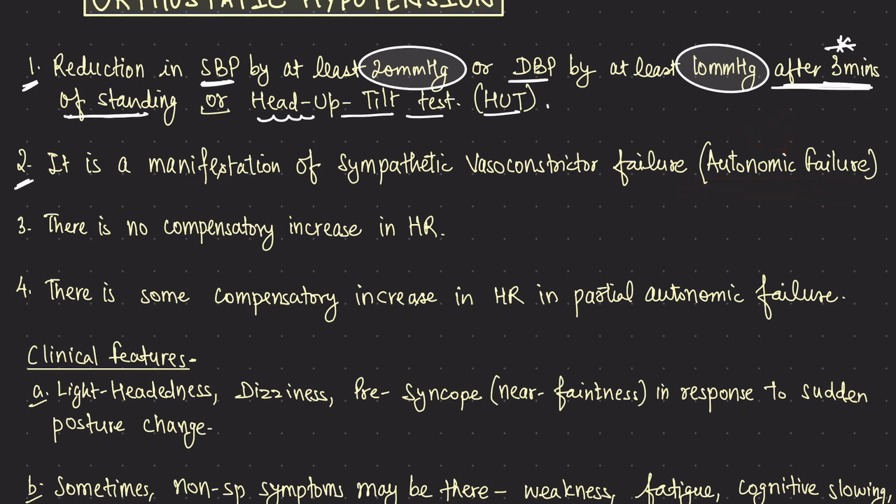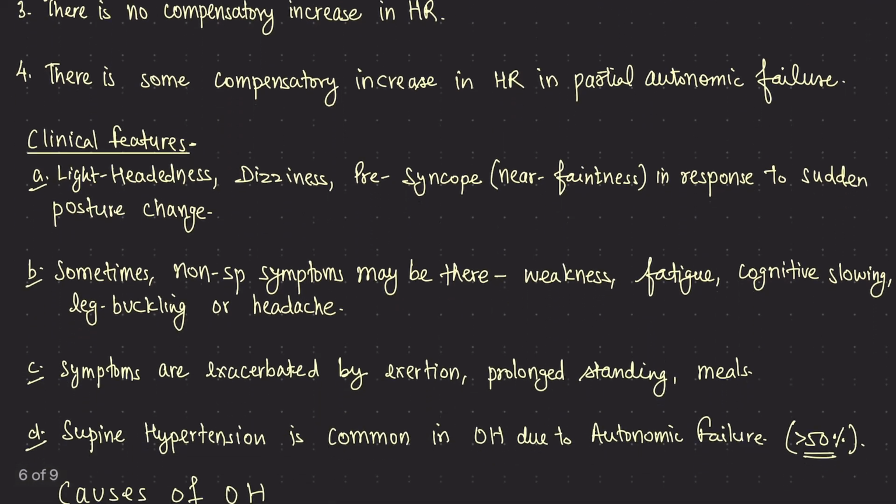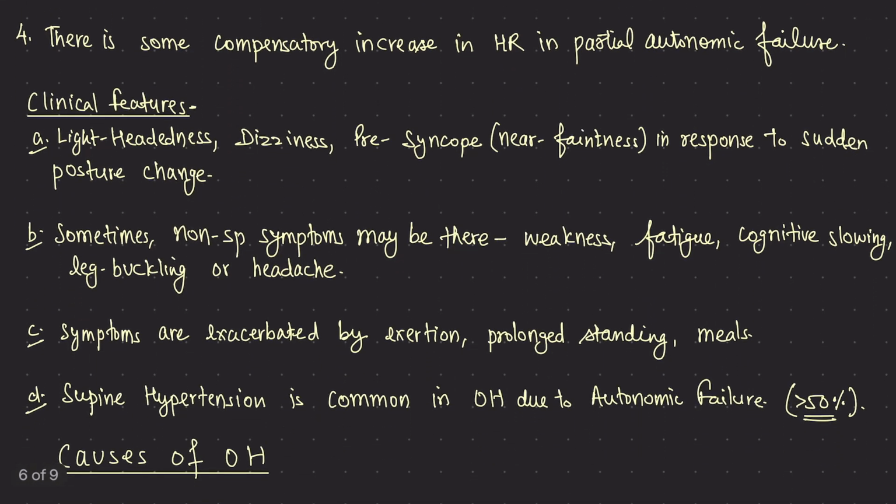There is no compensatory increase in heart rate. It is very important. नहीं तो जैसे बीपी कम होता है तो हार्ट रेट बढ़ने लगता है, बट इसमें हार्ट रेट नहीं बढ़ता, रिफ्लेक्स टैकीकार्डिया नहीं होता, बिकॉज ऑटोनॉमिक डिसफंक्शन है। जो कॉम्पेंसेटरी रिस्पॉन्स होना चाहिए था वो नहीं हुआ, तो orthostatic hypotension हो गया। There is some compensatory increase in partial autonomic failure. अगर partial failure है, थोड़ा बहुत अभी बाकी है, काम करता है वो ये सिस्टम, तो there is some compensatory increase in heart rate, right?